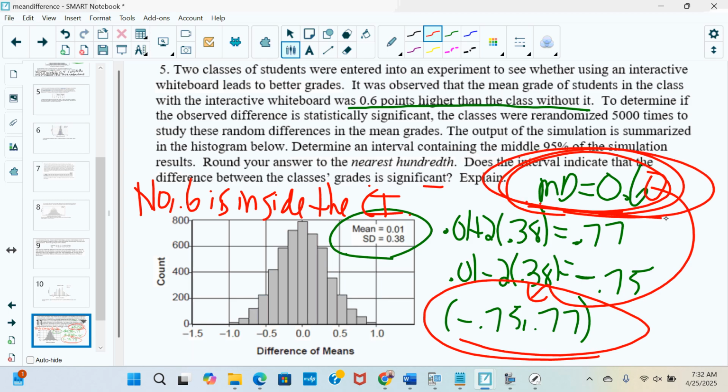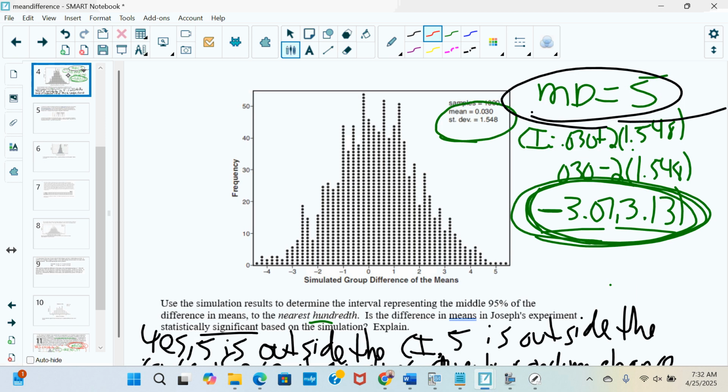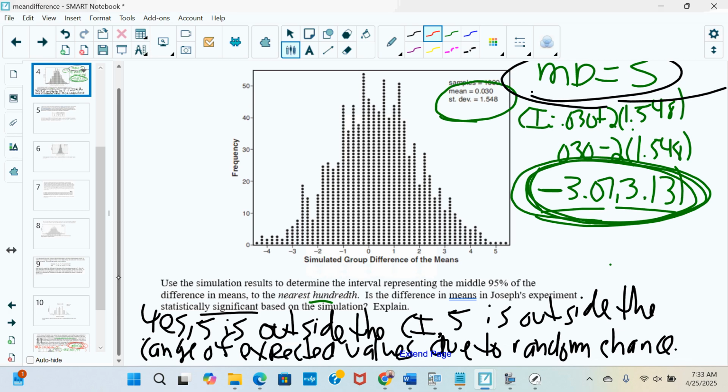If I am inside, like I am here, then no, it's not significant because it's inside. And if I'm outside, like I was here, 5 is outside the range of expected values, then yes, it was significant. I shouldn't have gotten that due to random chance. I got that because the treatment worked.